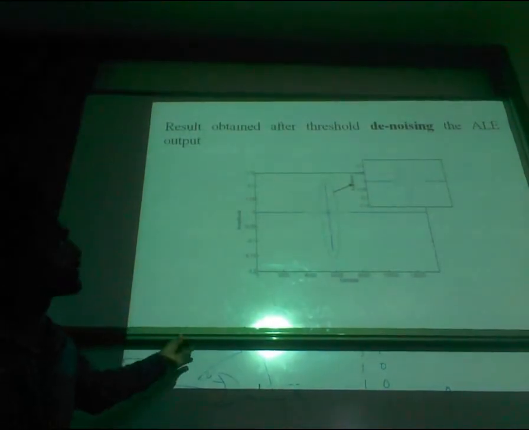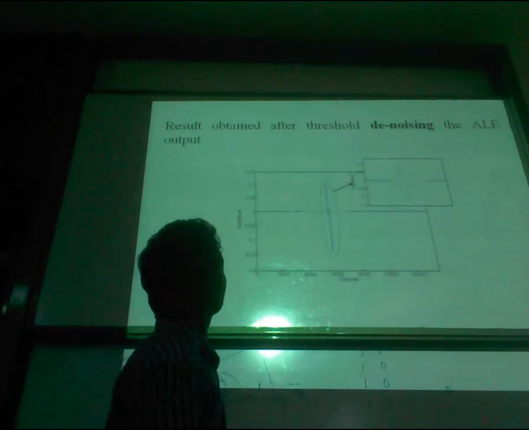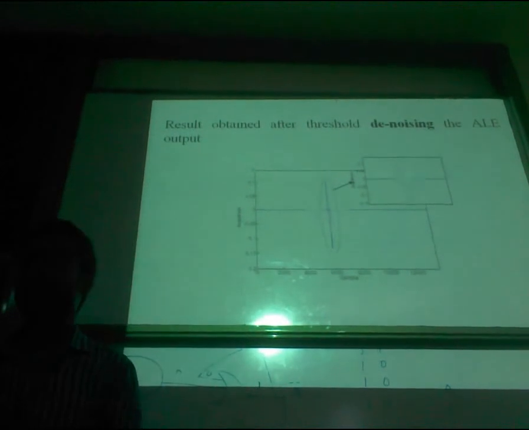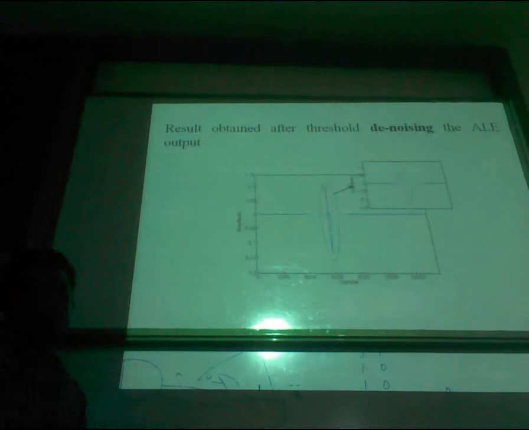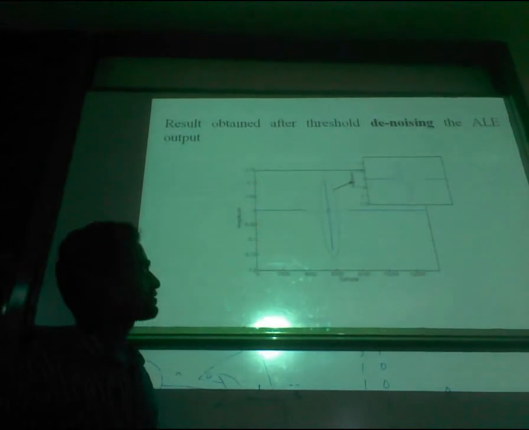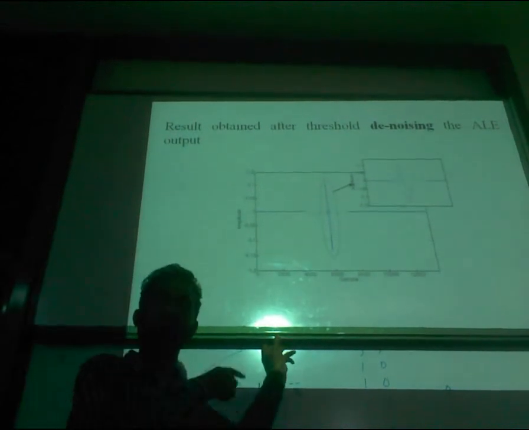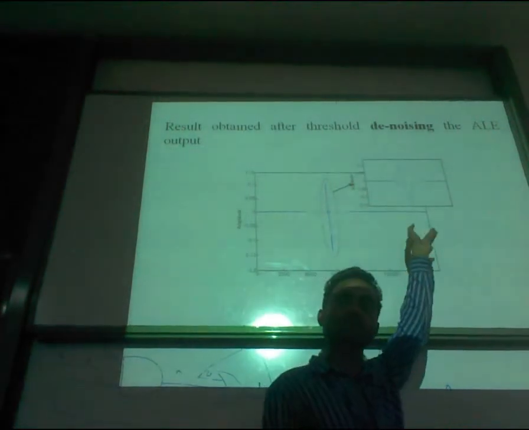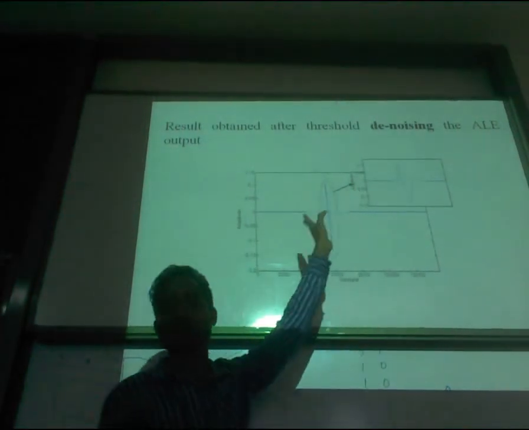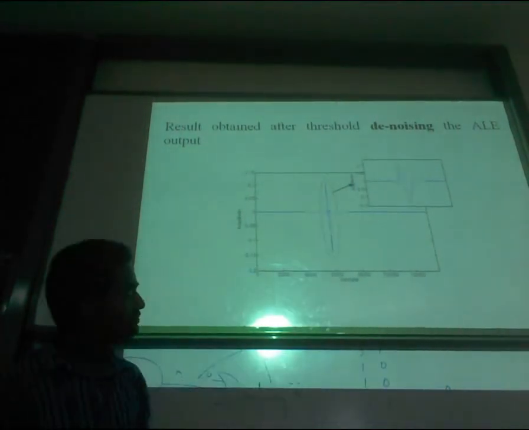This is the result obtained after the threshold denoising after the ALE output. Whatever signal we get from the ALE, we feed to the threshold denoising, and in this the Gaussian noise is removed completely, and after that we get a clear signal which does not contain any kind of noise.